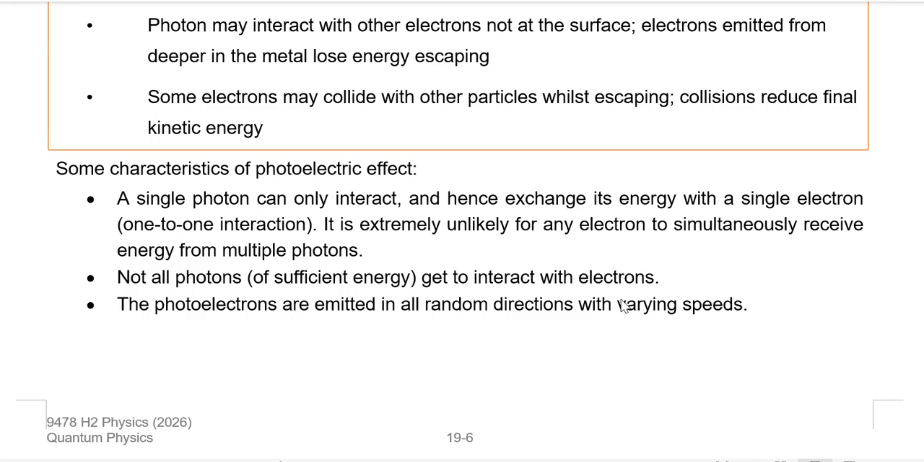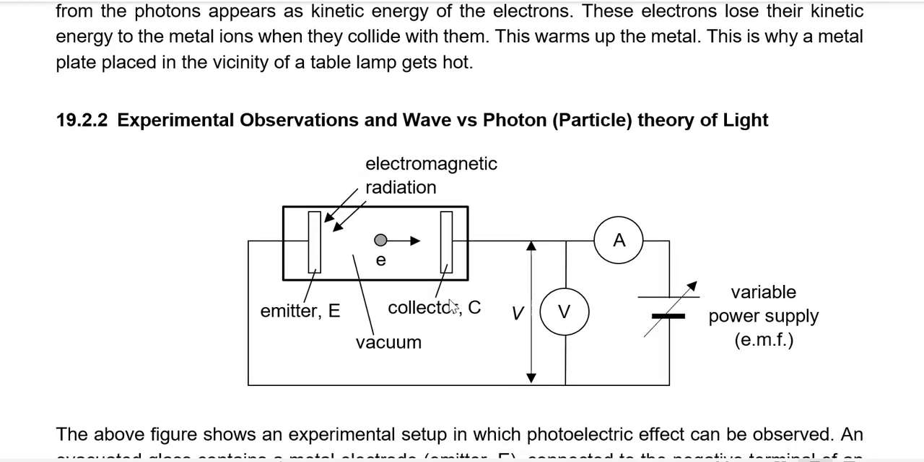Not all photons get to interact with electrons, and the photoelectrons emitted are emitted in random directions with varying speed. If you look at the setup later on, I'll just show you the setup, the electrons emitted from this emitter may not emit in such a manner that is collected by the collector. It can emit in some direction over here that never hits the collector, which means it will never register as a current. That's also another possibility.